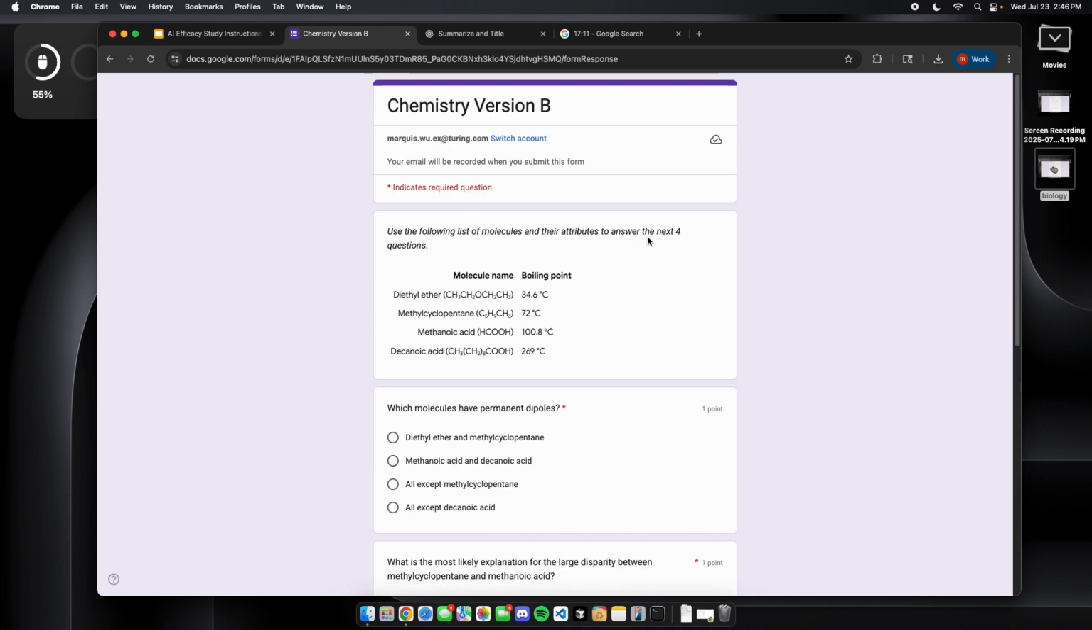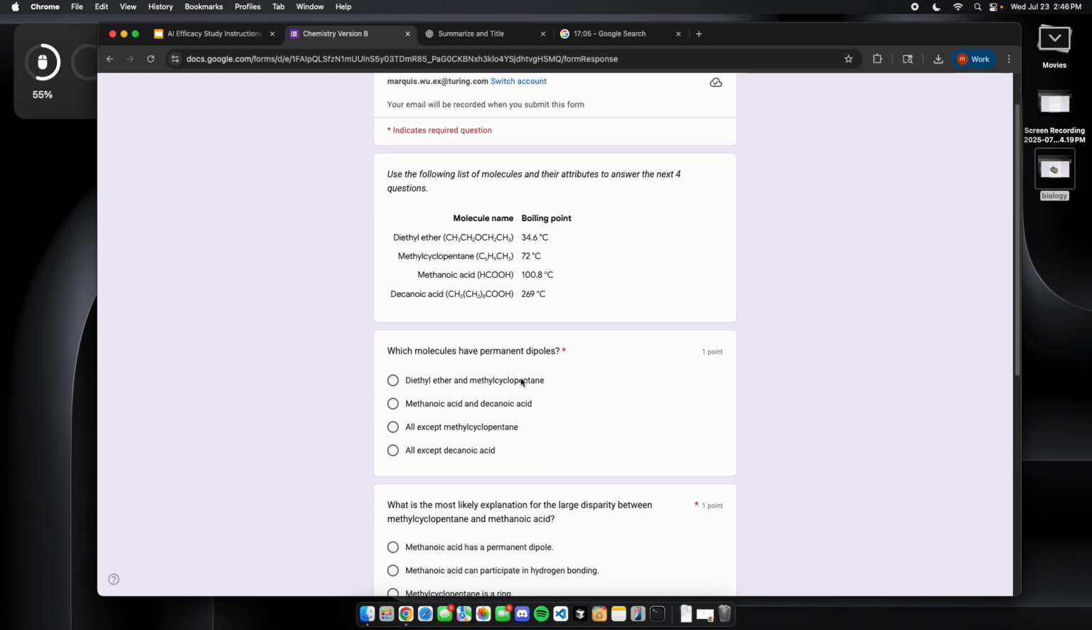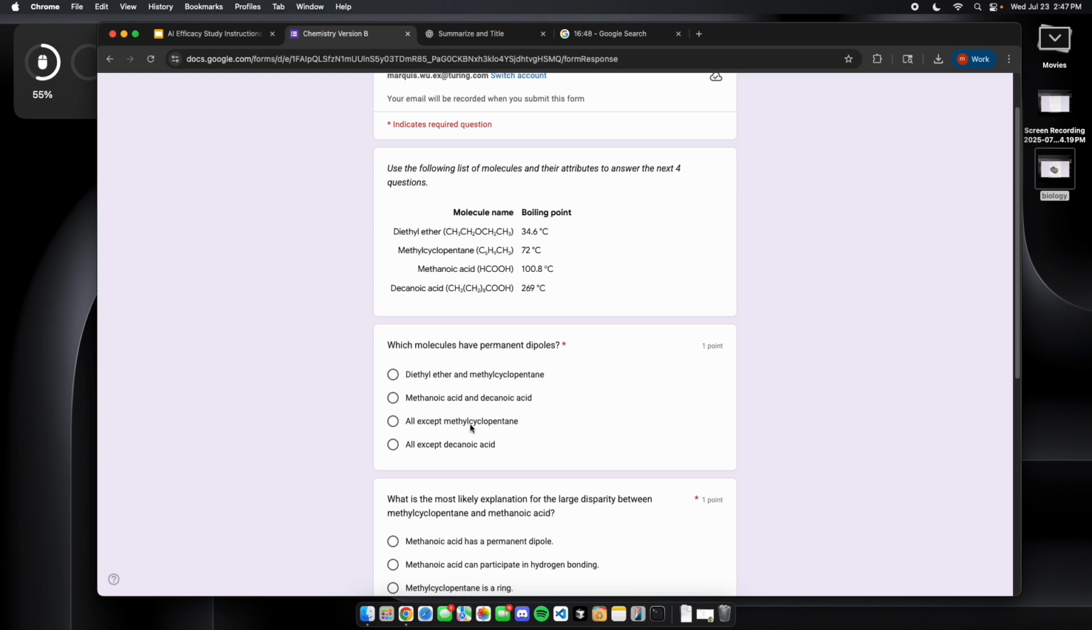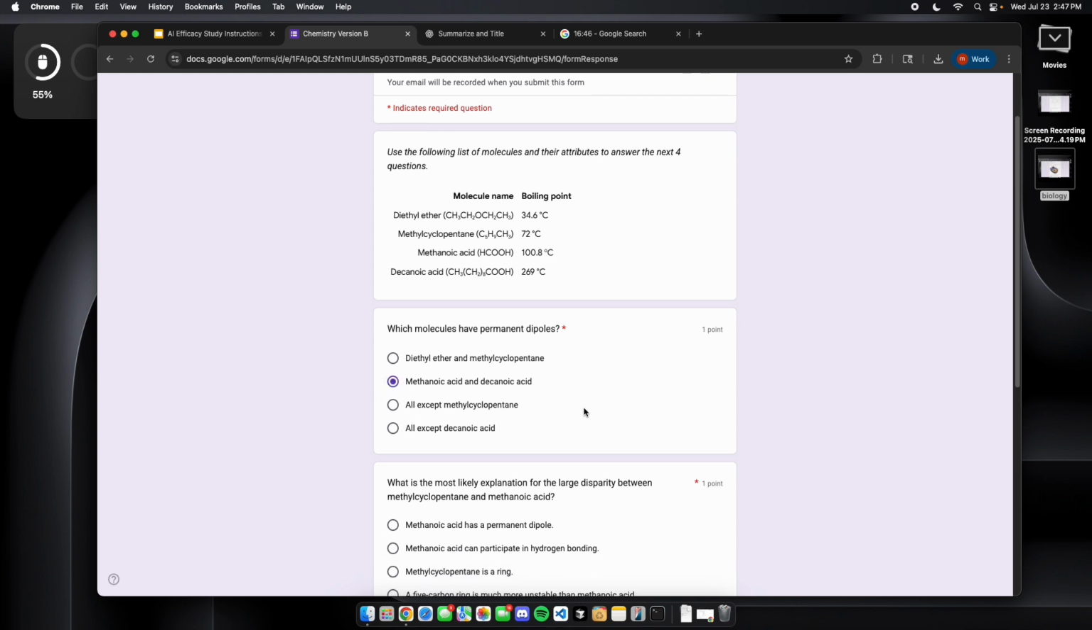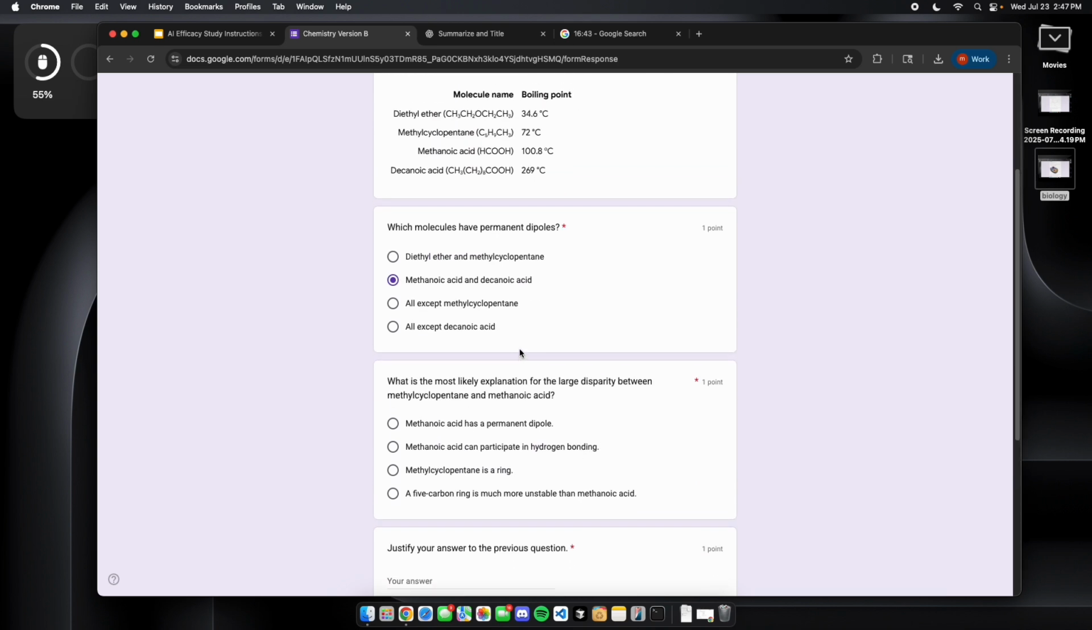Which of the following molecules and attributes answer the next 4 questions? Which molecules have permanent dipoles? Well, dipoles, well, these have hydrogen bonds. I'll go with methanoic acid and decanoic acid. Which is the most likely explanation for a large disparity between methylcyclopentane and methanoic acid?